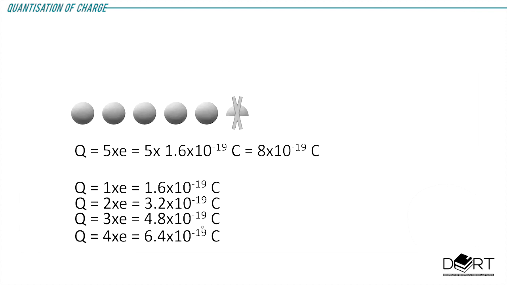And so, charges jump over in steps. But of course, don't forget, there's a 10 to the power minus 19, so these steps are really small. But that is what we mean by the quantization of charge, that charge comes in definite quantities.